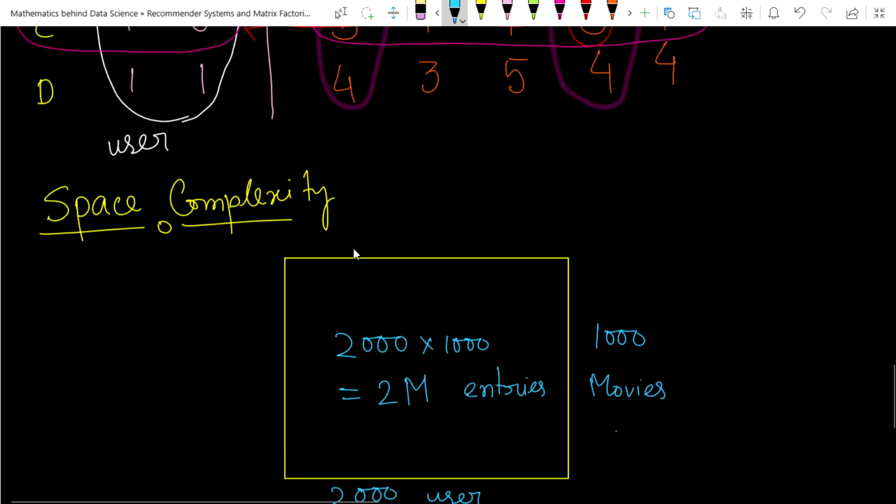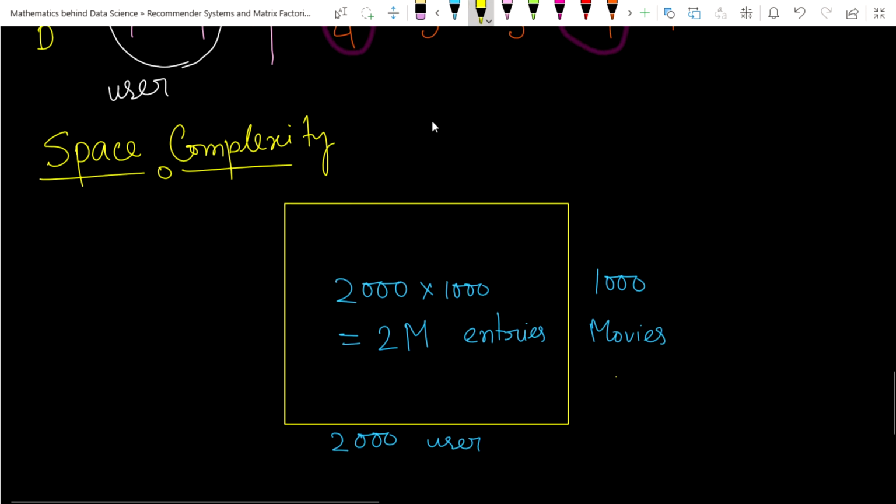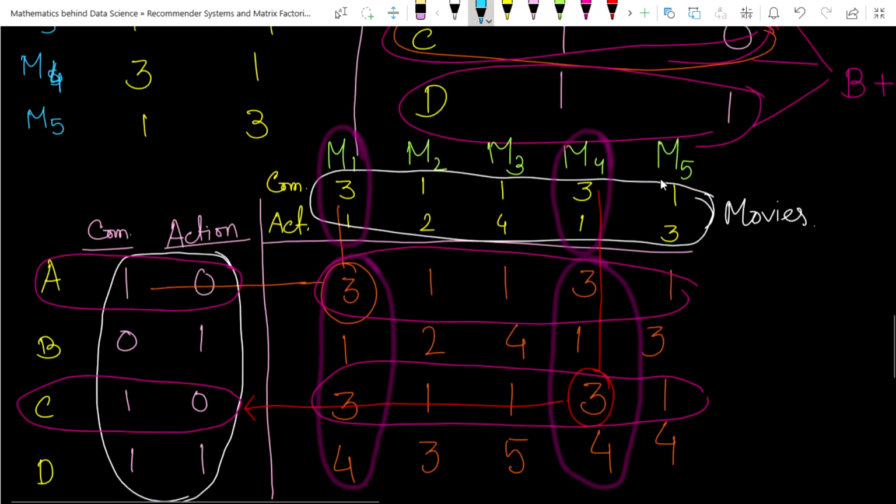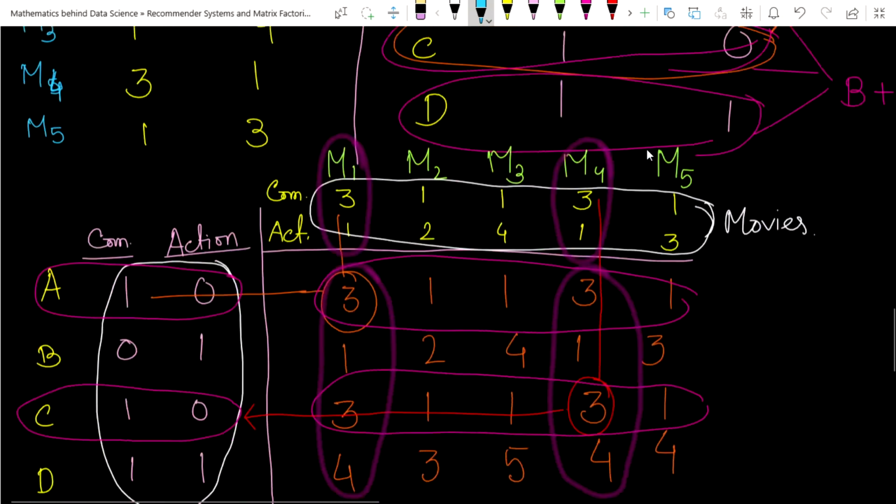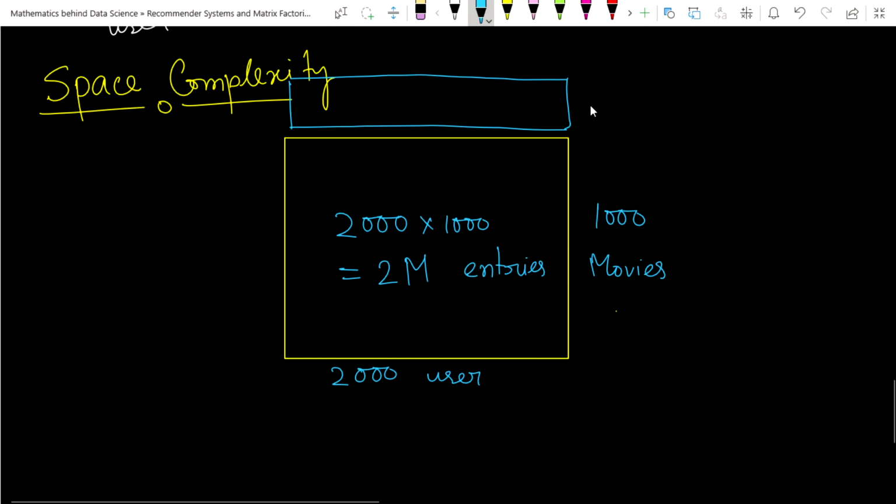These are small quantities, but they are 2 million entries. Now let's try to apply this matrix factorization. Suppose this is for the movies. How many features have we taken? Not 2 features only. Suppose I have taken 100 features. I think 100 features is okay to summarize something about a movie. So let's take 100 features.